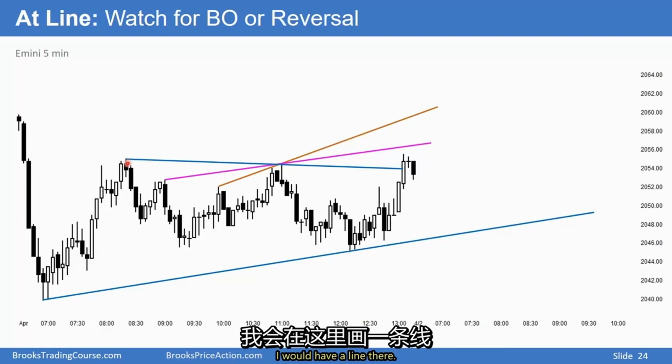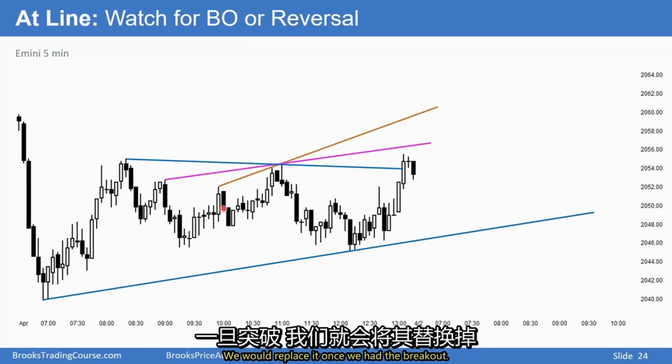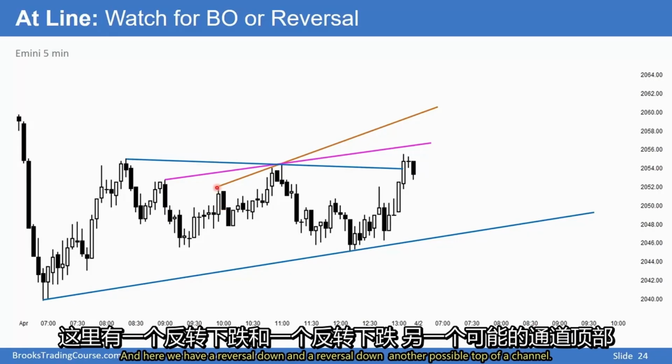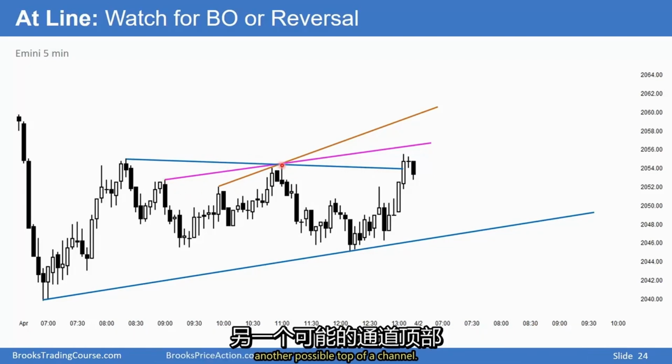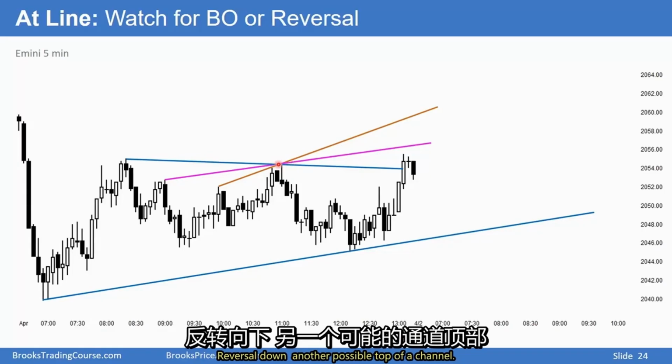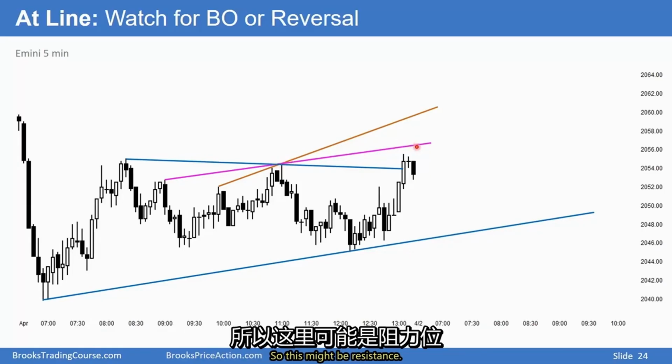We have a reversal down and a reversal down. I would have a line there. We would replace it once we had the breakout. And here we have a reversal down and a reversal down, another possible top of a channel. And I have a reversal down here and then a higher high and a reversal down, another possible top of a channel. So this might be resistance.